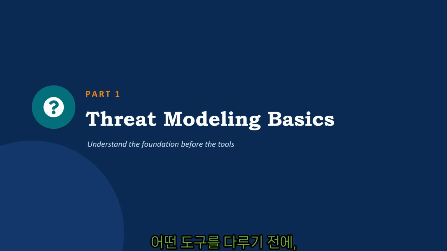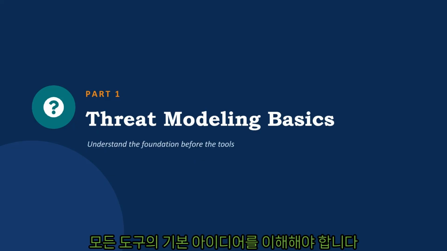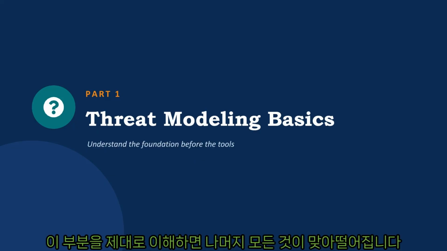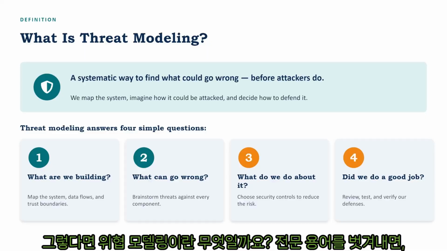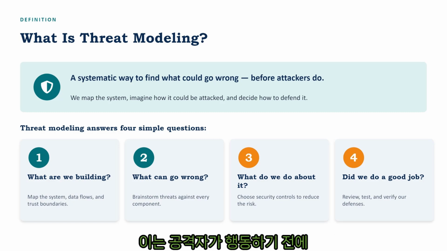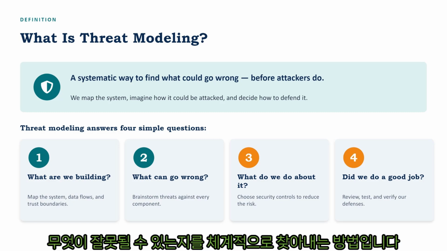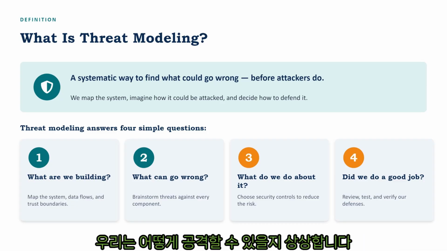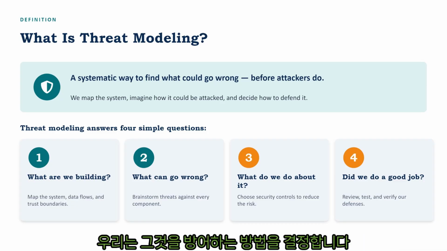Part 1. Threat modeling basics. Before we touch any tool, you need the idea behind all of them. Get this part right and everything else clicks into place. So what is threat modeling really? Strip away the jargon and it's this: a systematic way to find what could go wrong before an attacker does. We map the system. We imagine how it could be attacked. We decide how to defend it.